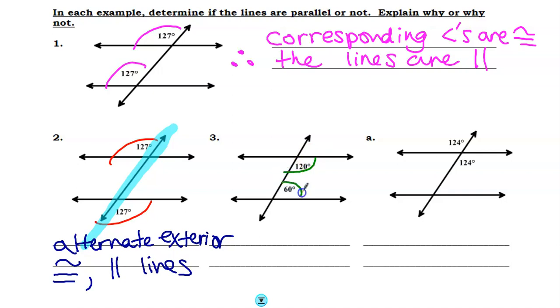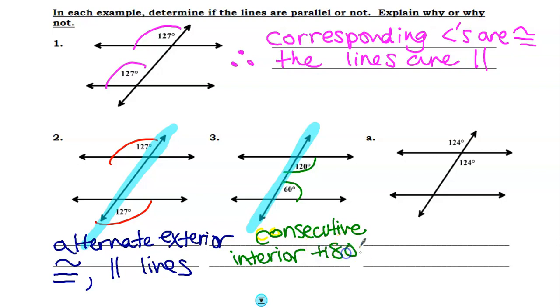Okay, let's look at this next one. So 120 and 60. They're on the same side of this transversal, so that's consecutive interior. Because they add up to 180, you have parallel lines. If they were congruent and they didn't add up to 180, it would not work.